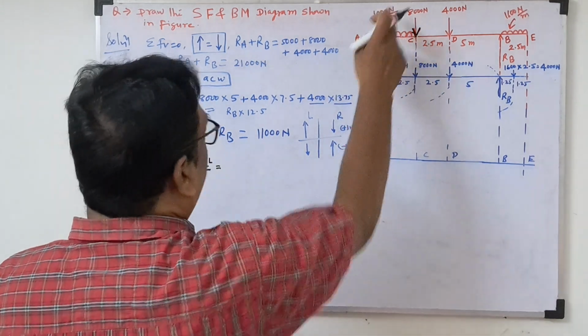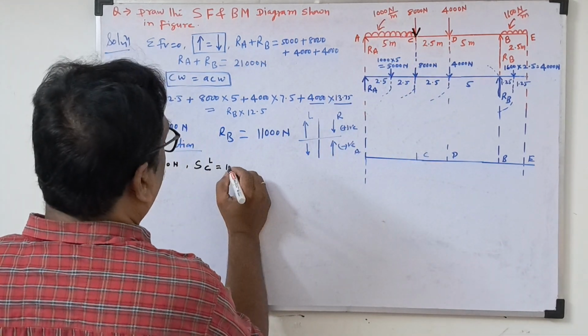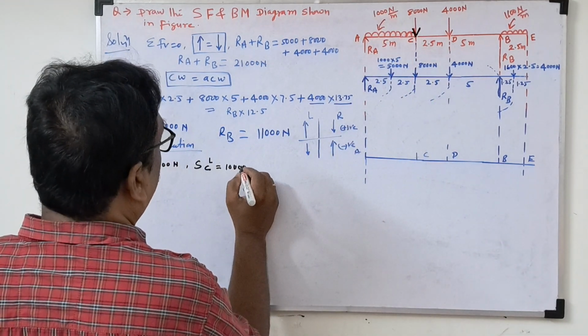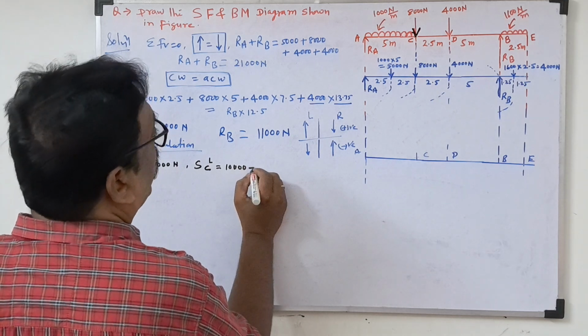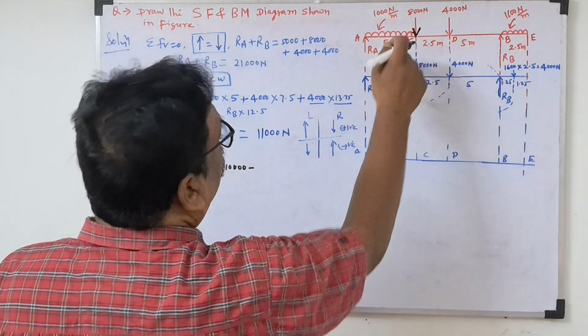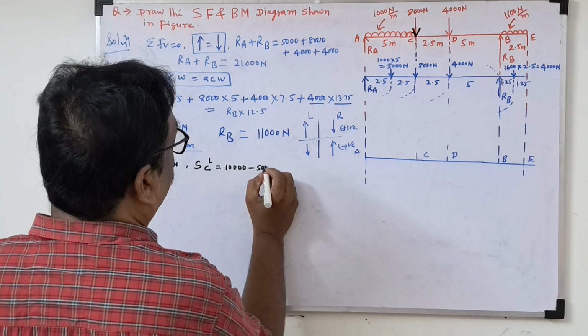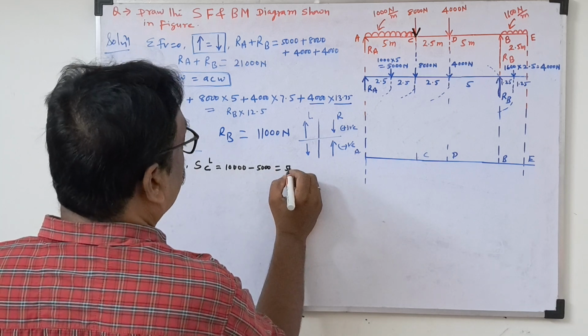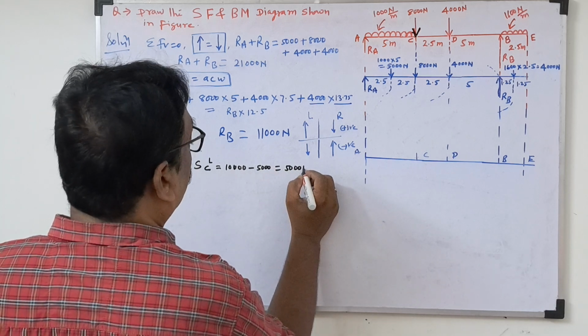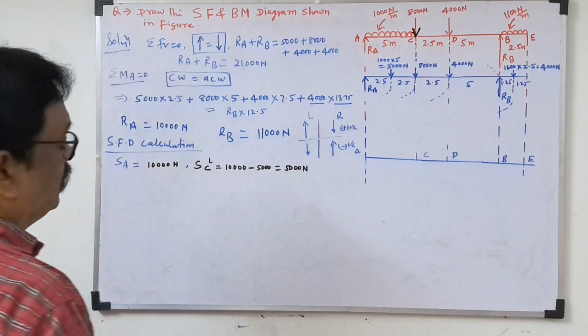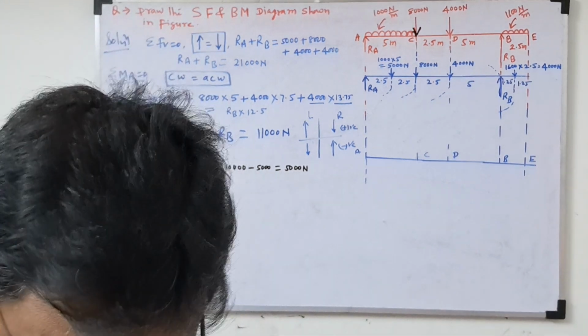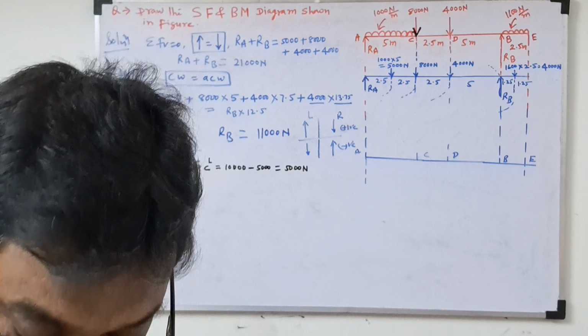What is the shear force? RA is already 10,000, minus, what is this load? 5000. So it is coming 5000 Newton. It is coming 5000 Newton.